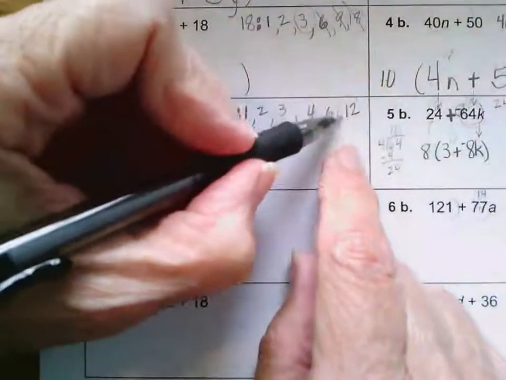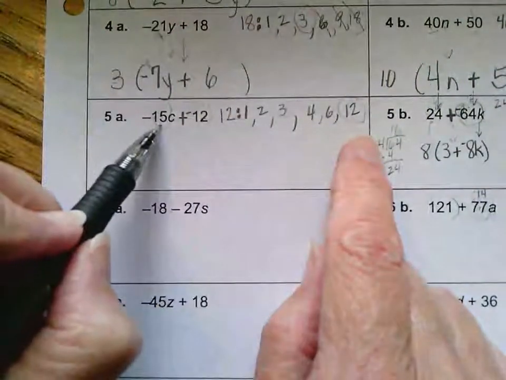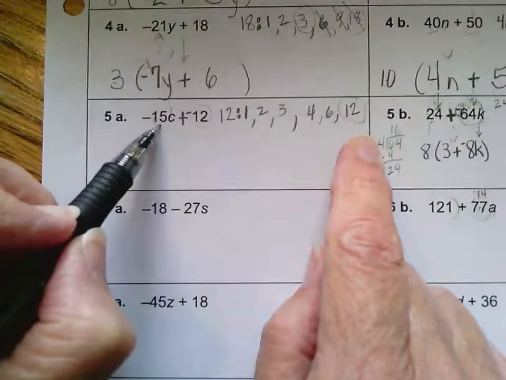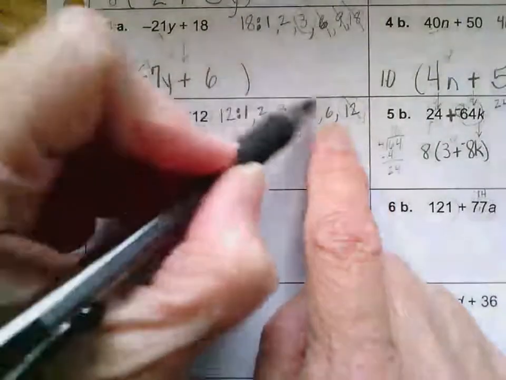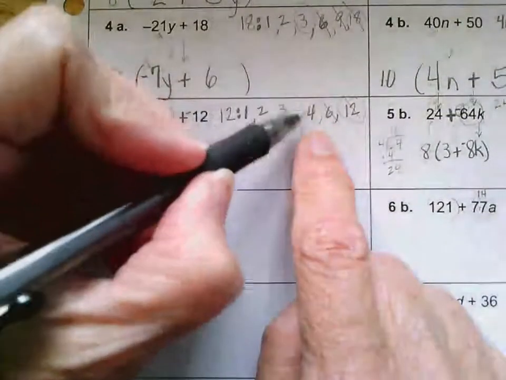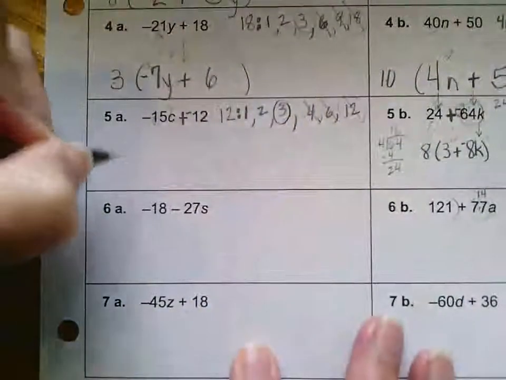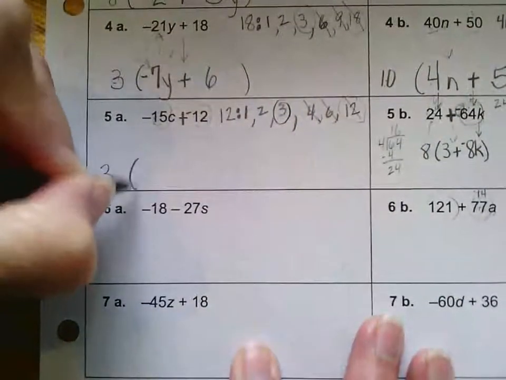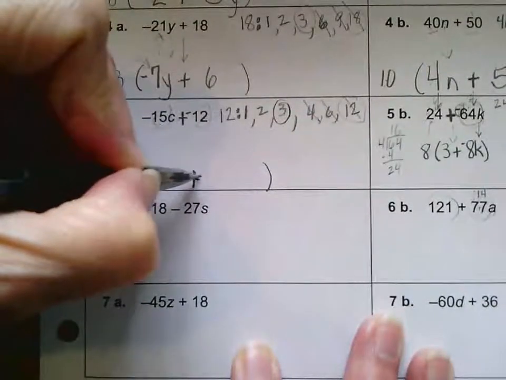So now I'm going to start with my largest number and see if that's a factor of my other number. 15. No, that doesn't work. How about 6? No, 6 times anything does not give me 15. 4? No. 3? Yes. My greatest common factor is going to be 3. So I'm going to bring that plus sign down.